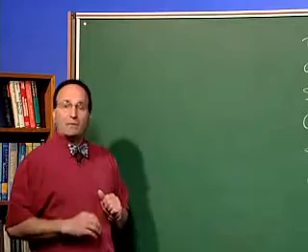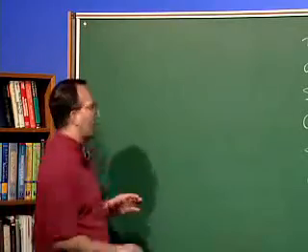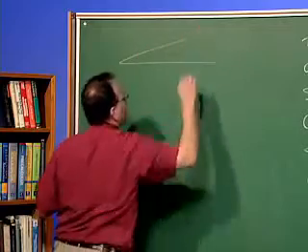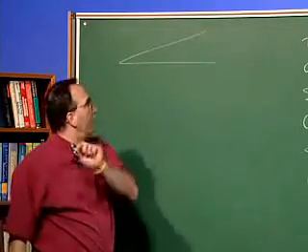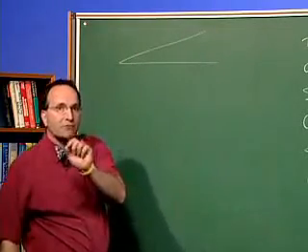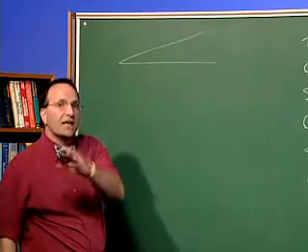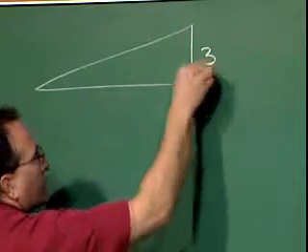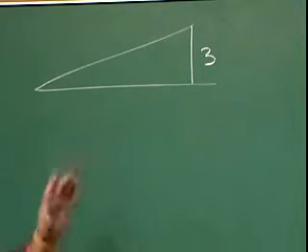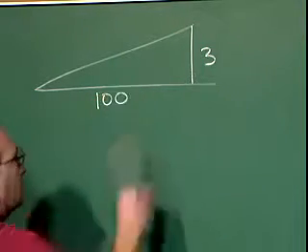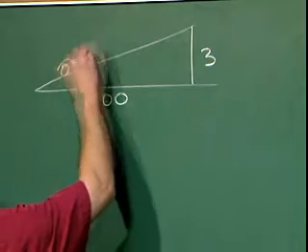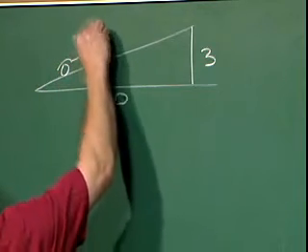To do this problem, let's draw a picture of this grade. We have a hill which has y equals 0.03. In other words, 3/100ths is the slope of this. So for every 3 feet that it goes up, it travels 100 feet horizontally. And this would be the truck, going up the hill.